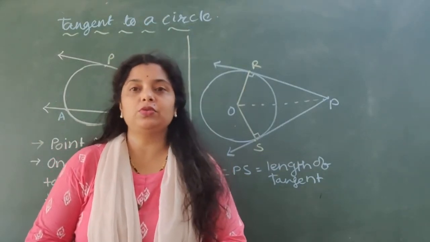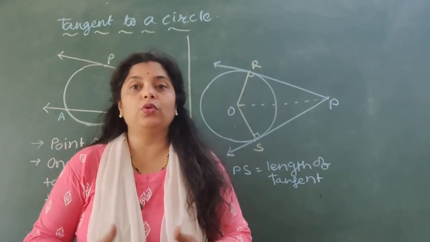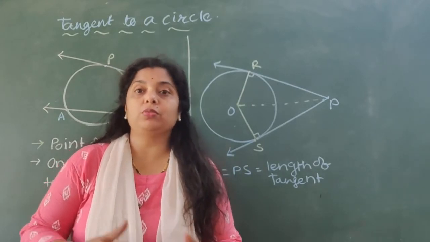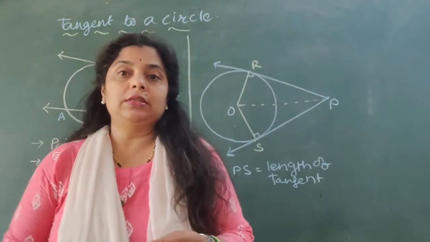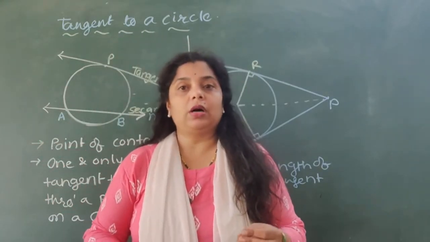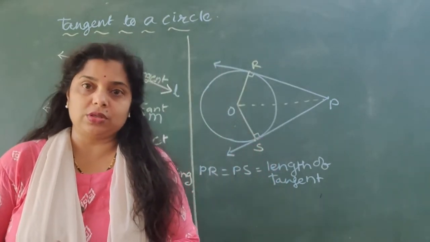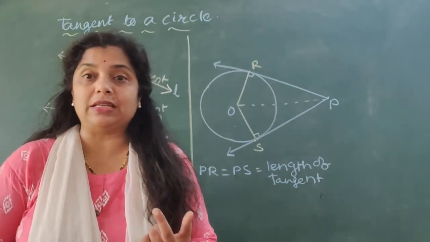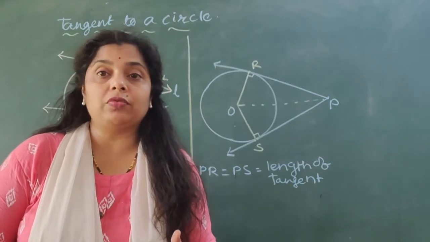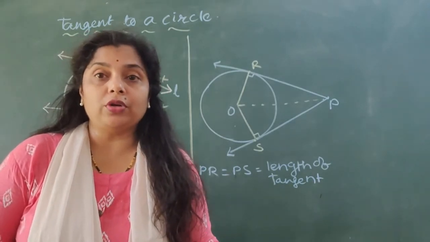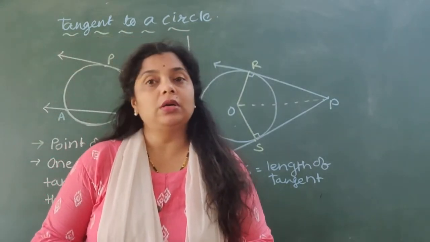And today we are going to see how to construct a tangent to a circle. But before moving to the main point, I want to tell you some important points regarding this topic. Without this, it is not good to construct a tangent to a circle. You must have knowledge about what is a tangent, what is a secant, what is the length of a tangent, and what is a point of contact. These terminologies you must be aware of before doing the construction.